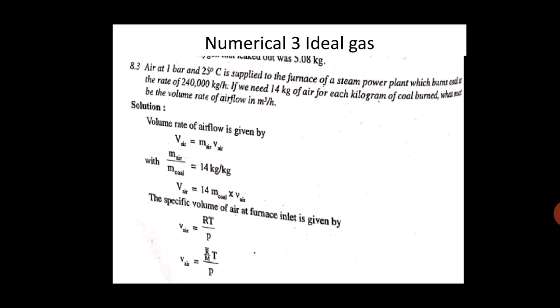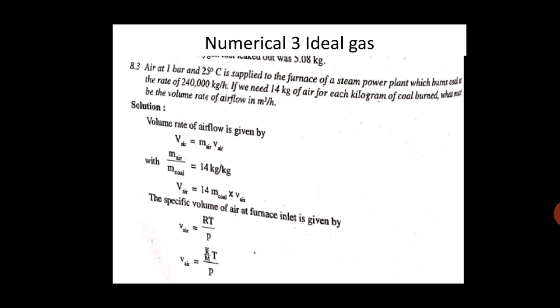Okay, but now first we will find out the small v, that is the specific volume of air at the furnace inlet. So again, using the ideal gas equation, Pv is equal to RT. Here, with small v, that is specific volume, M will not come, because M I had taken in the initial relationship only. So here specific volume of air is equal to RT by P.